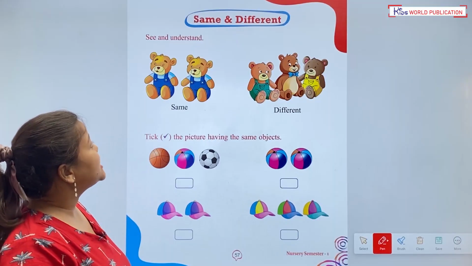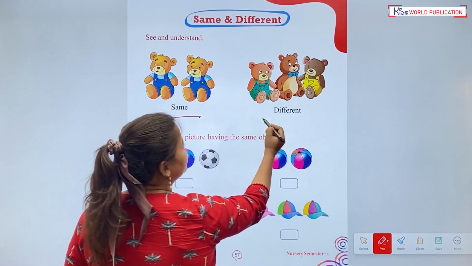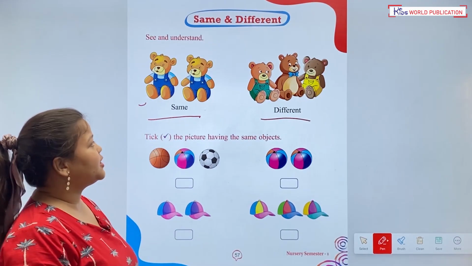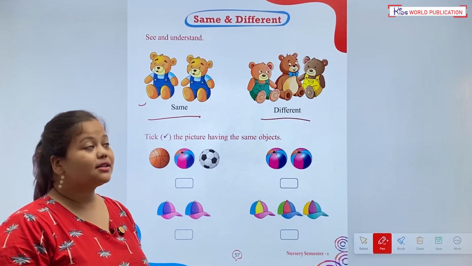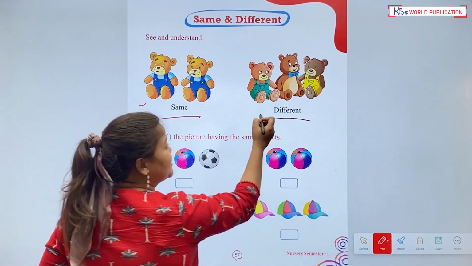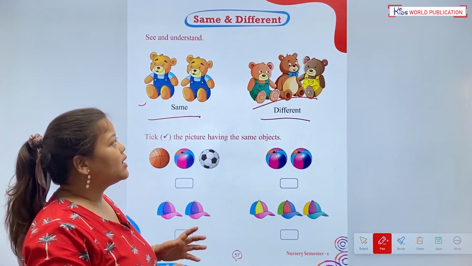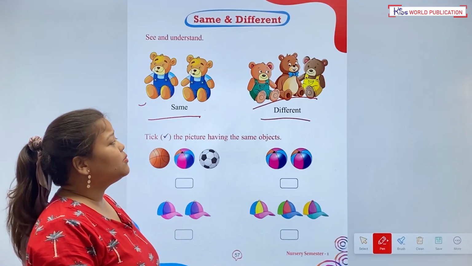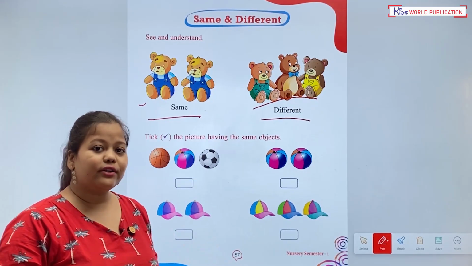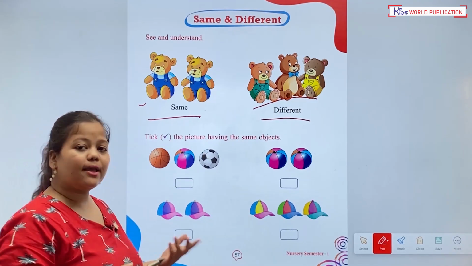Same and different. See and understand. Same and different. So kids, here you can see the picture of two teddy bears which are the same in colors and also they are wearing the same costume. And in this picture we can see three different kinds of teddy bears. One is a little bit tiny and one is a little bit fatty and all three of them are wearing different colored costumes.